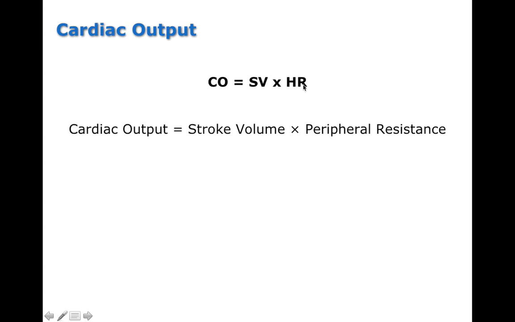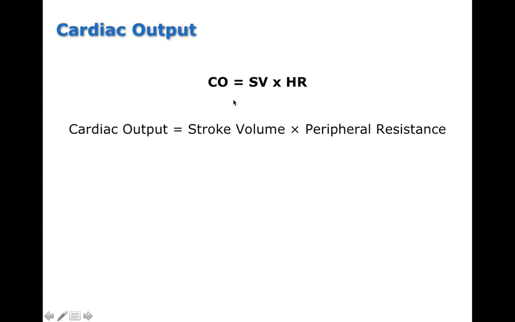Heart rate is beats per minute. Stroke volume is blood per beat. So if you know then that cardiac output is equal to blood per beat times beats per minute, what happens then, you guys, is that the beats cancel out, and you get blood per minute. So cardiac output is the amount of blood your heart pumps out in each minute.